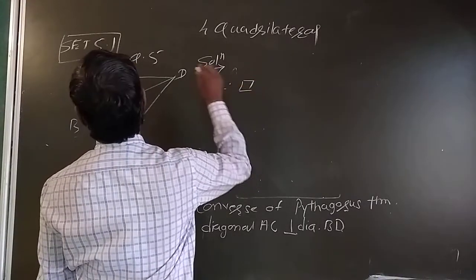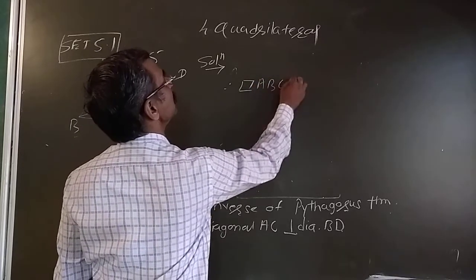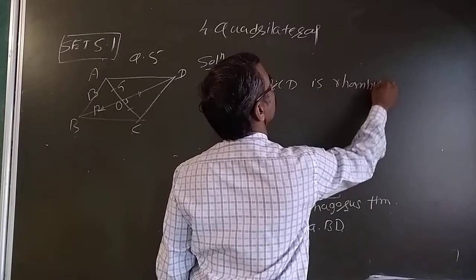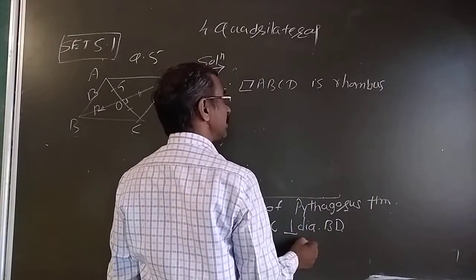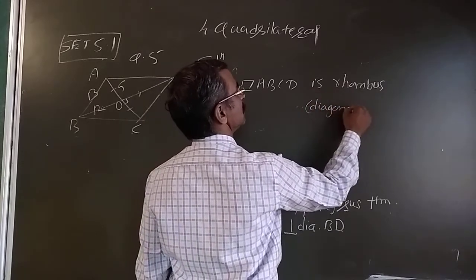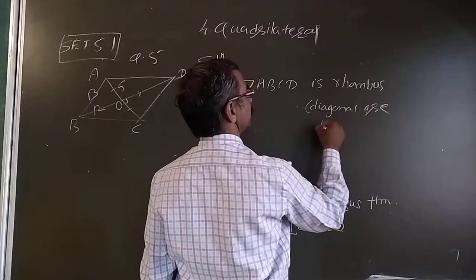Therefore, the given parallelogram ABCD is a rhombus. What is the reason? The property: diagonals are perpendicular.